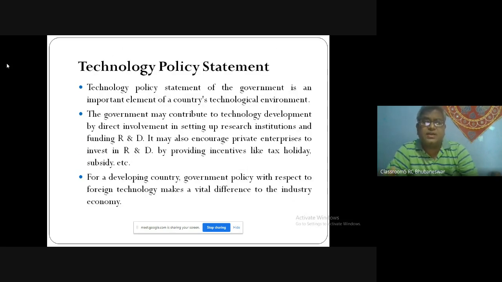The technology and policy statement means the government always contributes to technological development or research and institution, R&D, research and development institutions can be more focused on encouraging the private enterprise to invest in R&D. You look at the corona vaccine. The corona vaccine in a pandemic situation was developed by private enterprises, like Serum Institute or Bharat Biotech. So this is the way through which the country's technological environment arises.